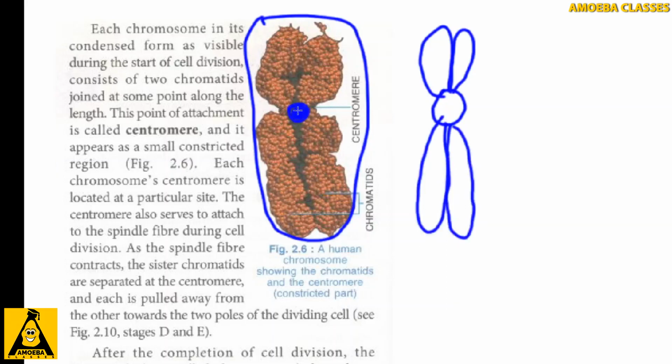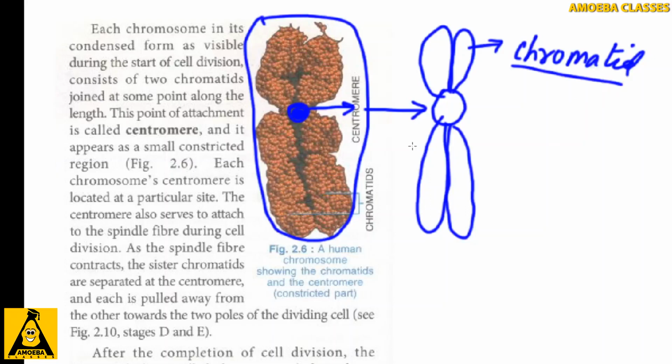Now the very center part that you see, this is called the centromere. That means this part, this circular or spherical part, is the centromere. At the top you can see 2 arms over here. Each single arm is called a chromatid. What is it called? Chromatid, right? So this is one chromatid and this is the second chromatid.